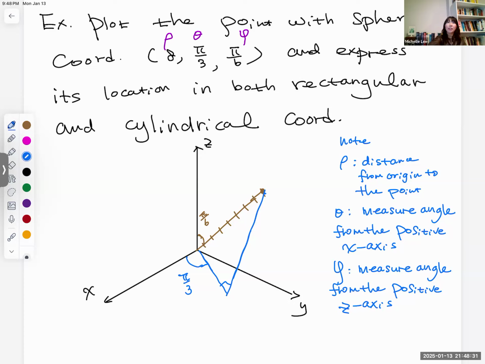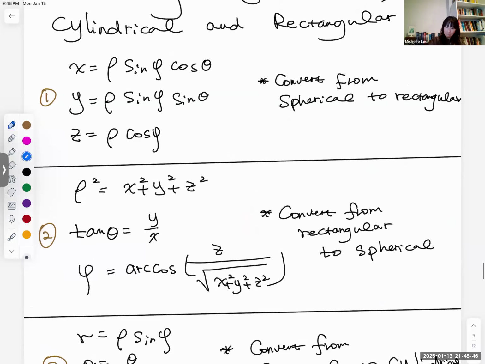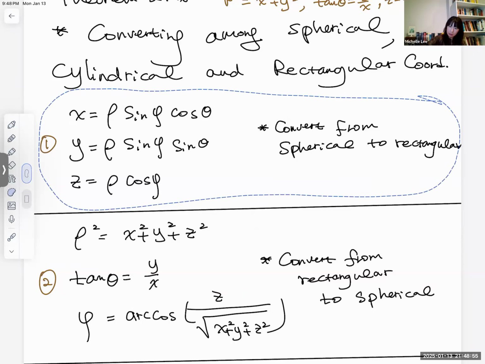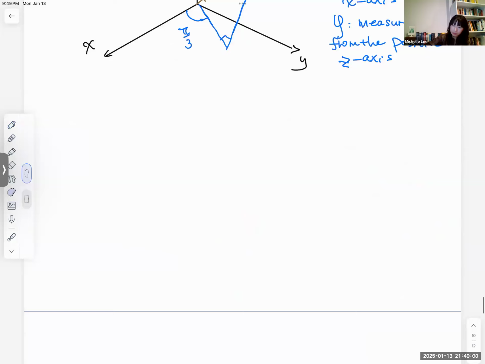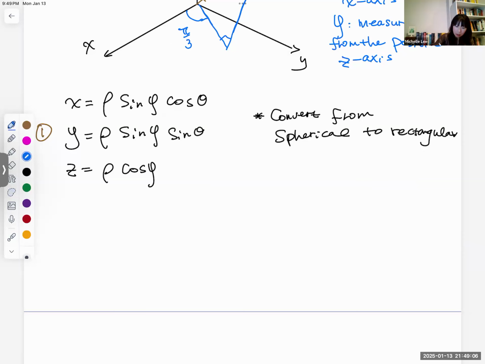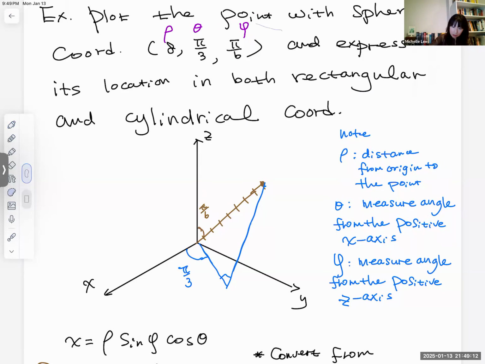Now we need to find the coordinates. Okay, for rectangular, this is spherical, right? So spherical to rectangular first. So let's use this one, number 1. Okay, so we have this.